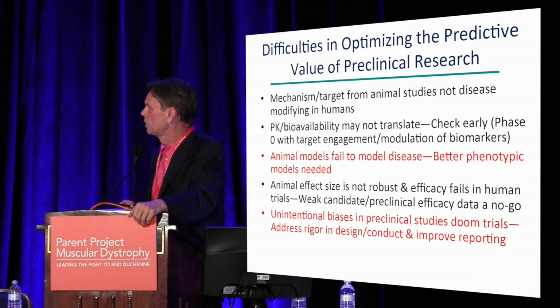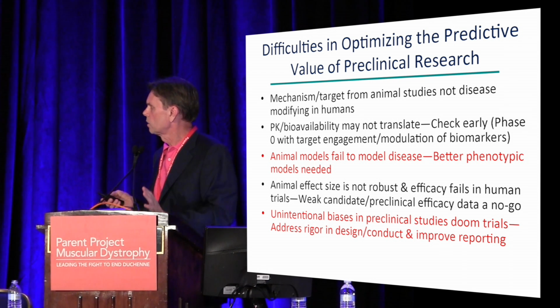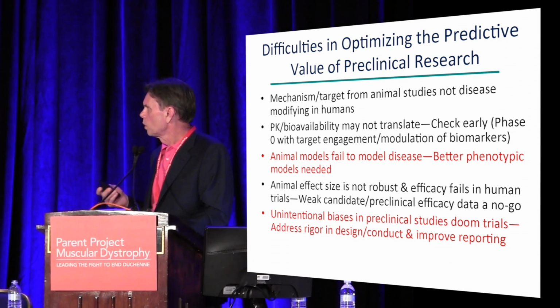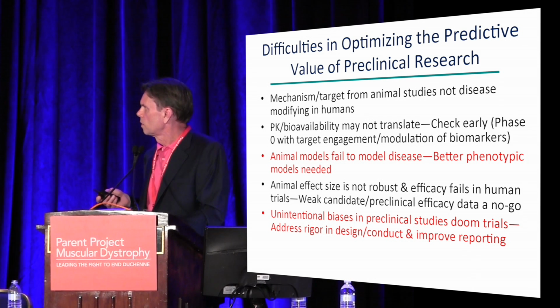You might just not have done the study properly. I mean, the PK or bioavailability may not translate, so you may have to readjust how you're doing the dosing. In this case, you need to really check early. You need to have biomarkers that you can look at and basically be able to redirect the trial.